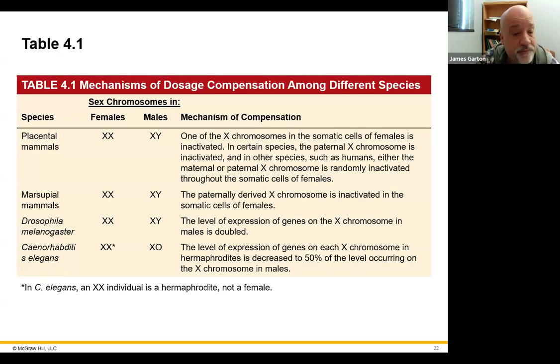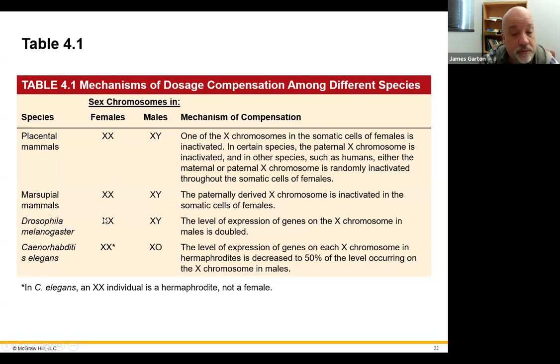And so in mammals, it doesn't matter if it's placental mammals or non-placental mammals, one of the X chromosomes, one or the other, will be inactivated. In the case of marsupials, in the female, whichever X chromosome you get from your father is inactivated. And in placental mammals, you randomly pick one.